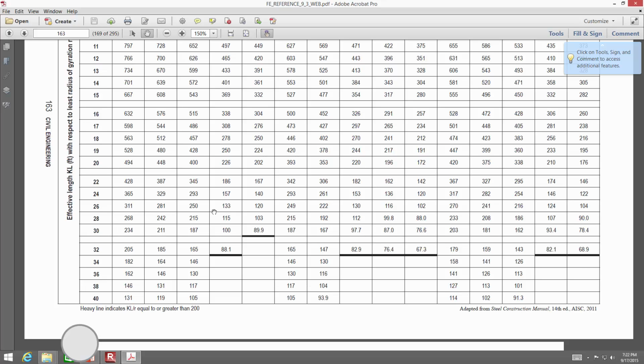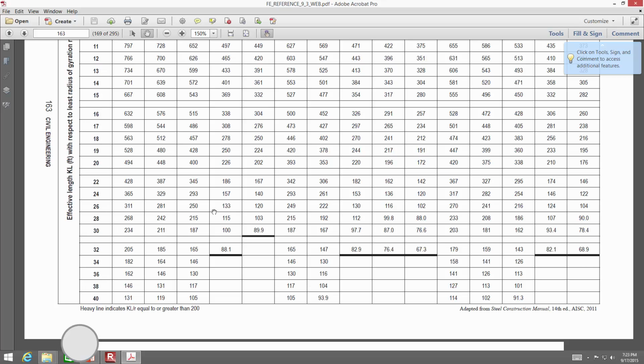And if you're wondering, any of these columns that stop short, it's because that's when KL over r exceeds 200, and that column isn't even economical anyway. So, in fact, the spec pretty much outright says don't use KL over r over 200. Because that's a really slender column, and we're talking stability issues there. Any questions?